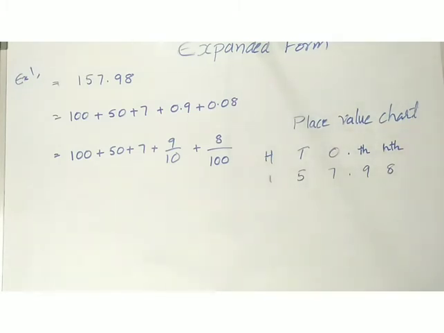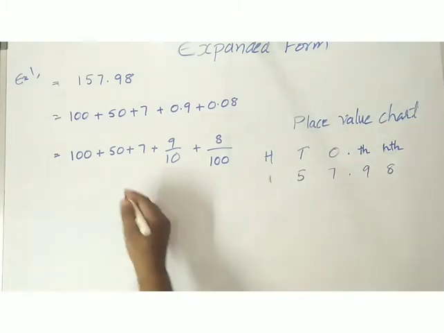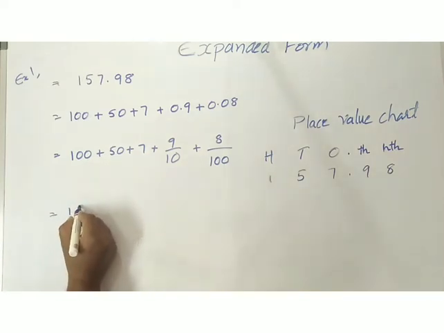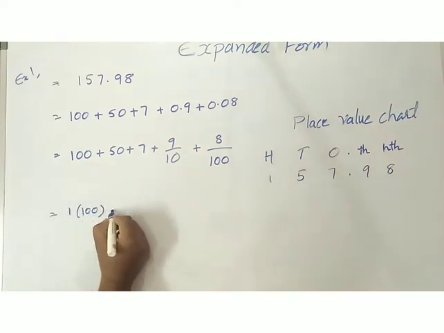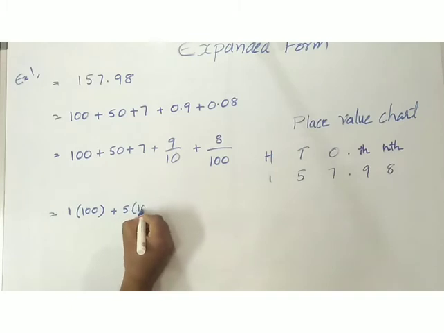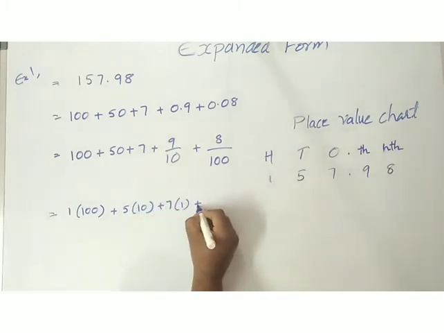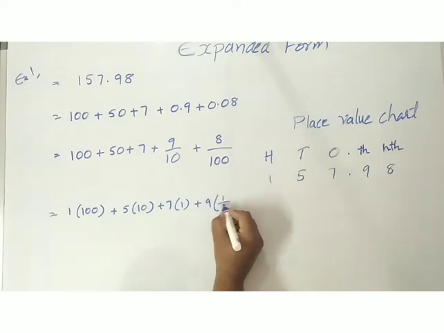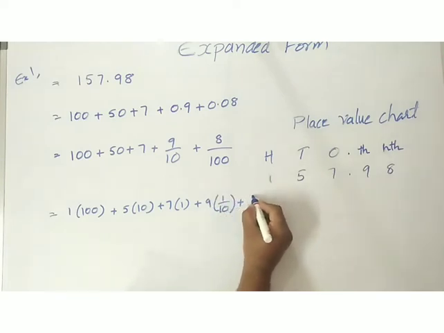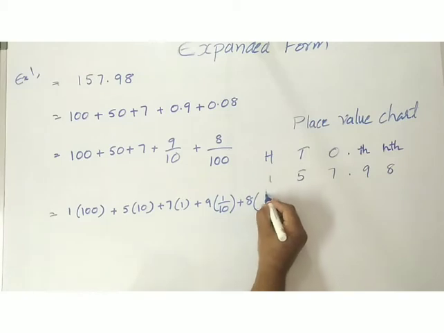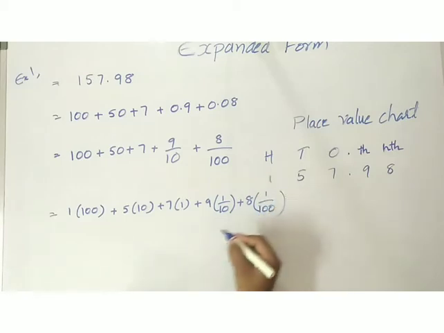Some people may write this in another method also: 1 into 100 plus 5 into 10 plus 7 into 1 plus 9 into 1 by 10 plus 8 into 1 by 100. I think you know this.